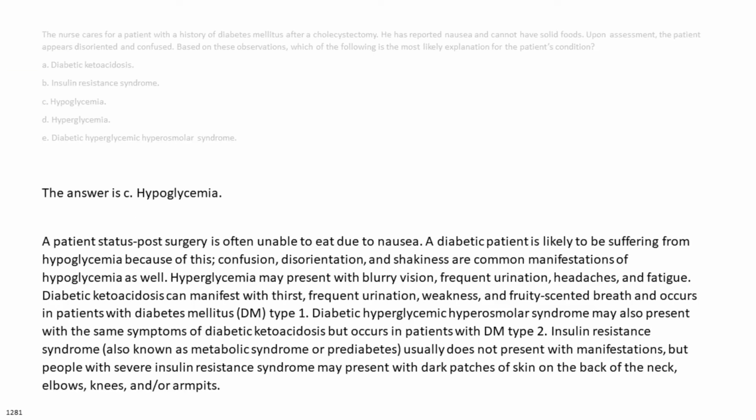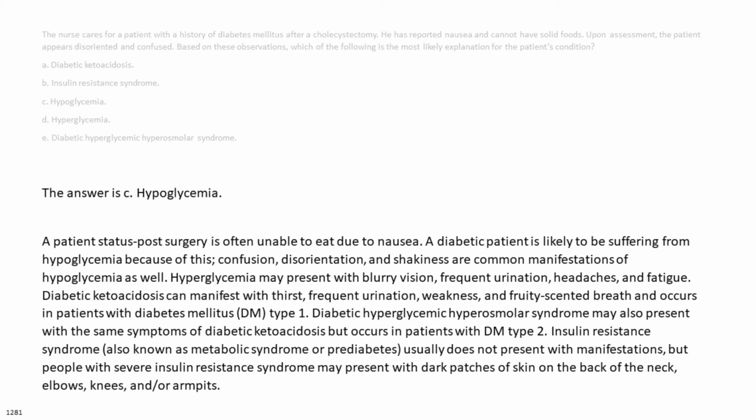The answer is C. Hypoglycemia. A patient status post-surgery is often unable to eat due to nausea. A diabetic patient is likely to be suffering from hypoglycemia because of this. Confusion, disorientation, and shakiness are common manifestations of hypoglycemia as well.